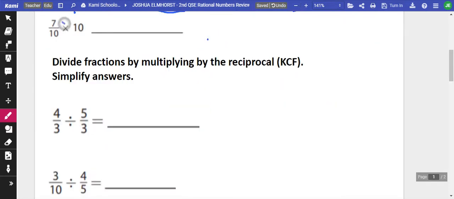So last one, we have 7 times 10, which is 70, and then put that over 1, and then 10 times 1, which is 10. 70 divided by 10 would simplify to 7.